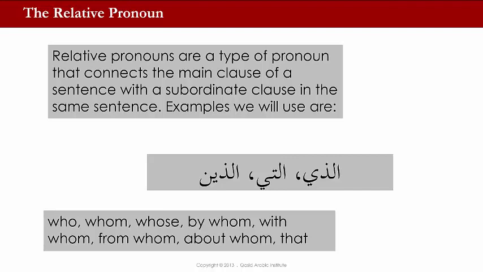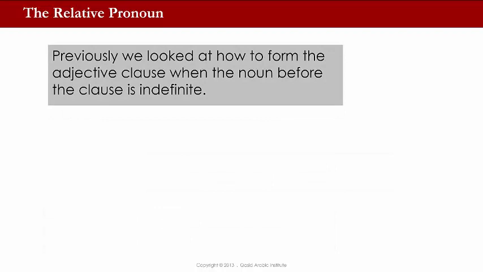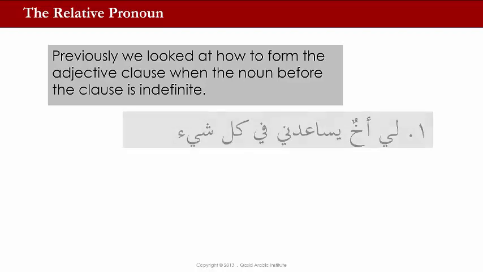We'll look at some examples, but before that, let's review the indefinite. Previously, we had looked at how to form the adjective clause when the noun before the clause is indefinite. For example, li akhun yusa'iduni fi kulli shay. I have a brother who helps me in everything. Akhun here is indefinite, and so we don't put alladhi after akhun. Rather, we simply introduce the subordinate clause directly. Now, interestingly, in English, we do the same thing, but with the definite, and we'll explain how that works.